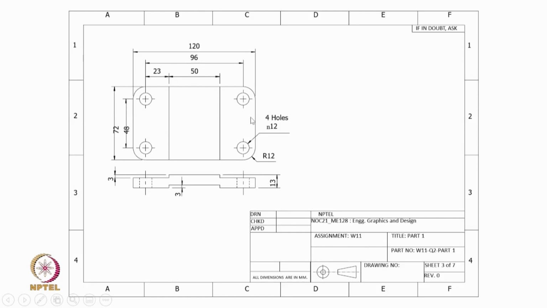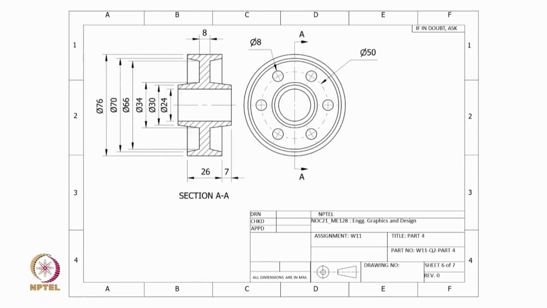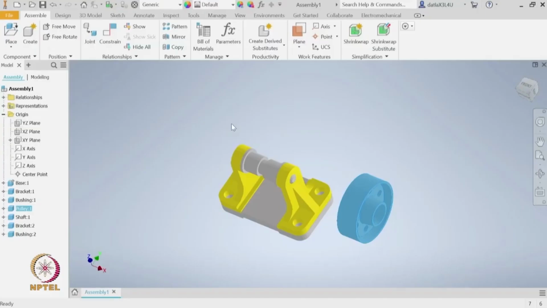So, the center plane is at a distance of 60 from the edge. But let us also study the pulley. Here is the pulley. We see that the total width of the pulley is this 26 plus 7 plus 7 on each side. So, in total it is 40, which means the total width is 40 and the half width is 20. So, we will use this half width 20 as a reference dimension to place this pulley with respect to the base.